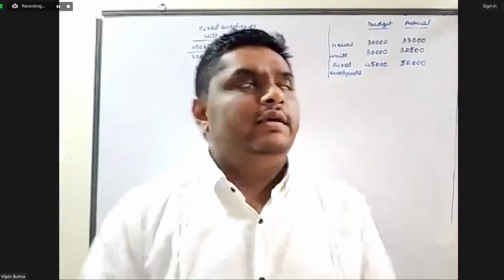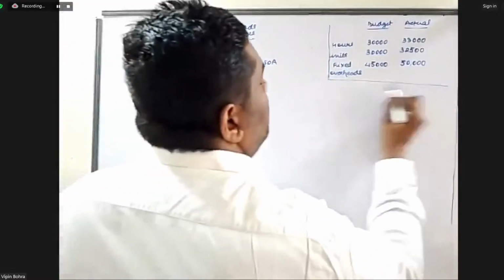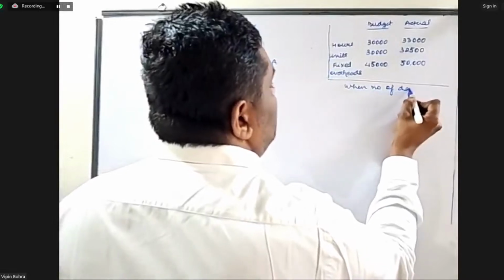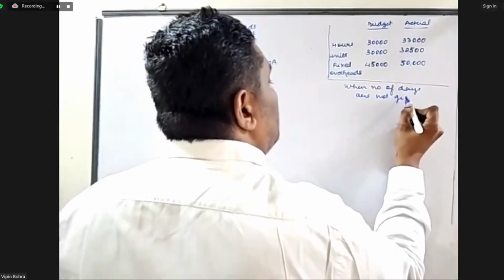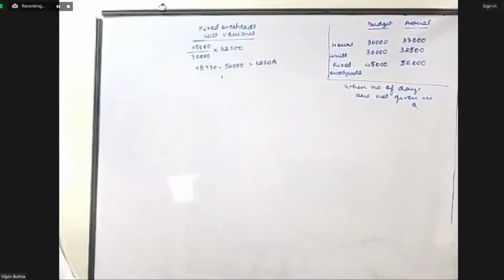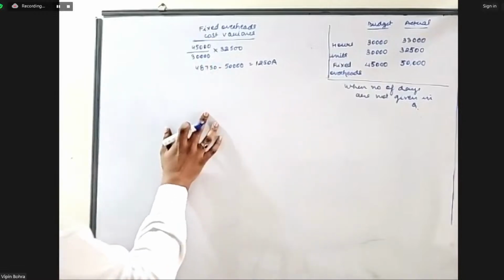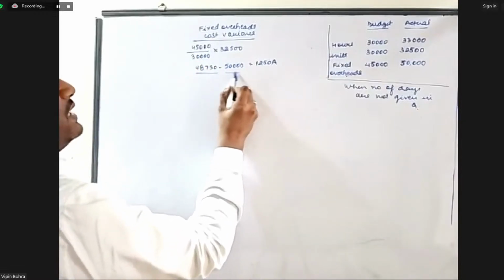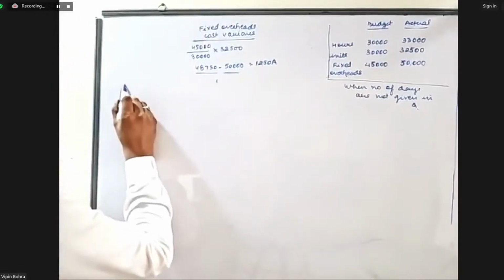Now, next case, when the number of days are not given. If the number of days are not given in the question, again, there will be no change in cost variance. In a similar way, 48,750 was my overhead. The amount actually spent is 50,000. So this is 1,250 adverse.